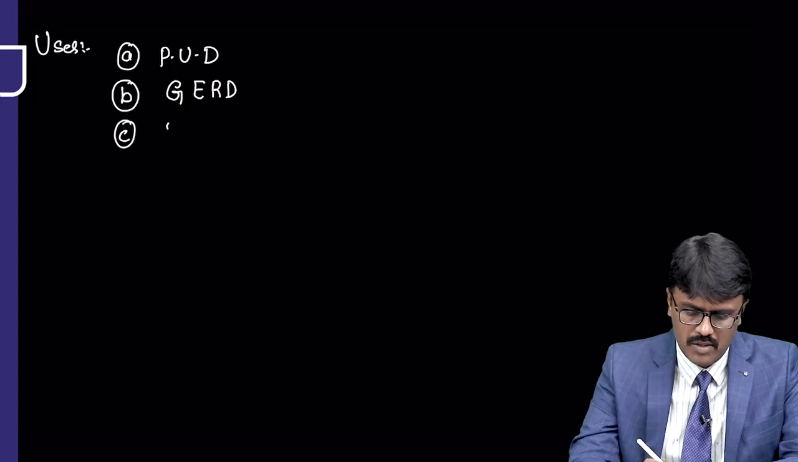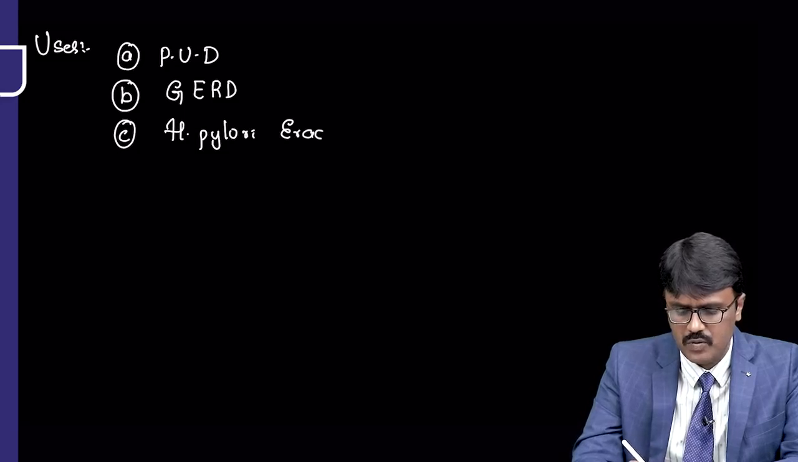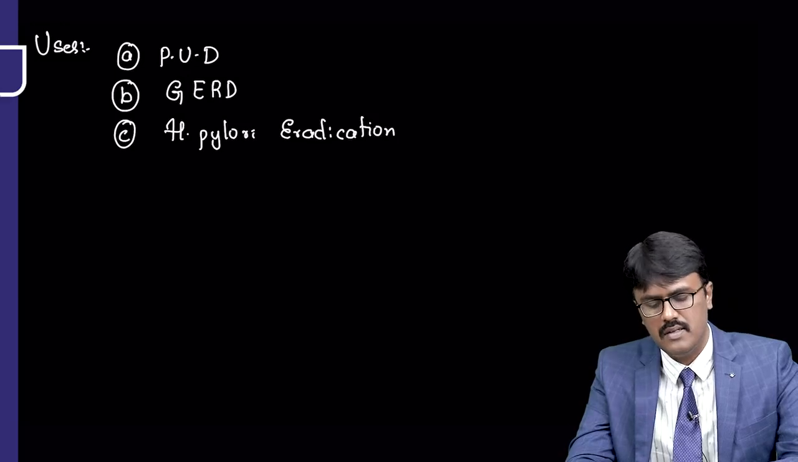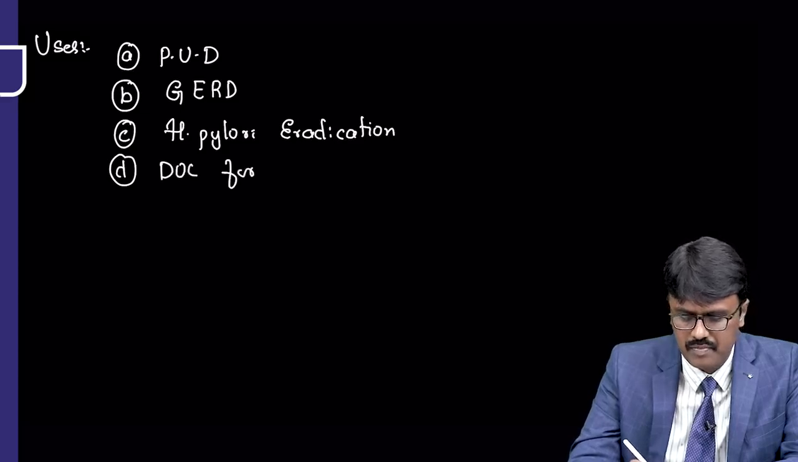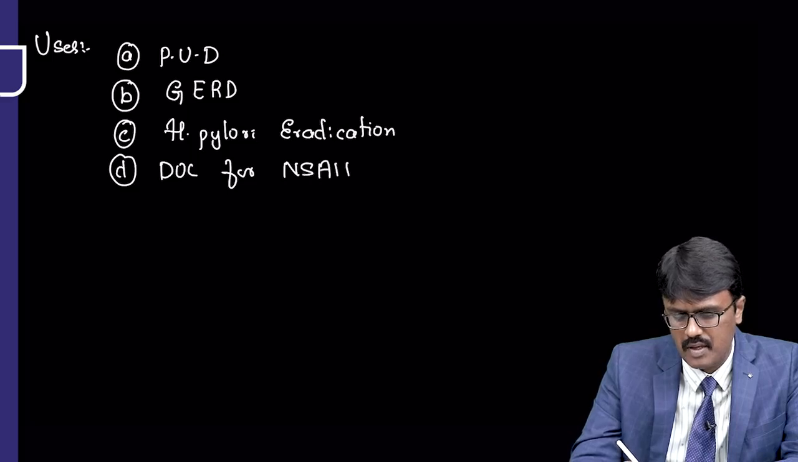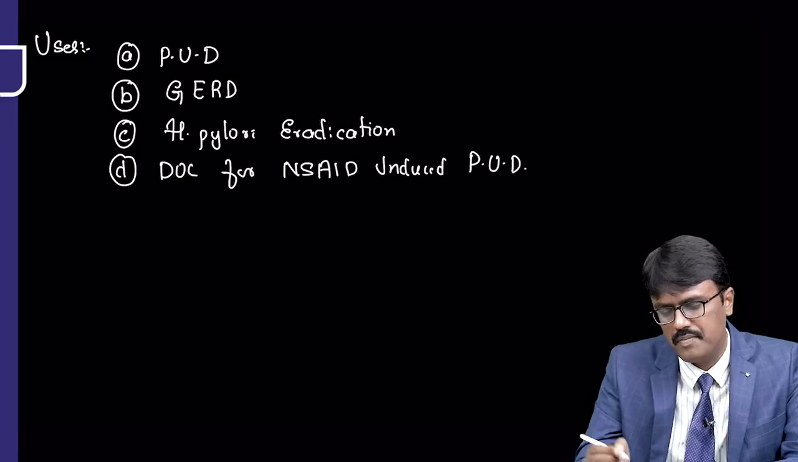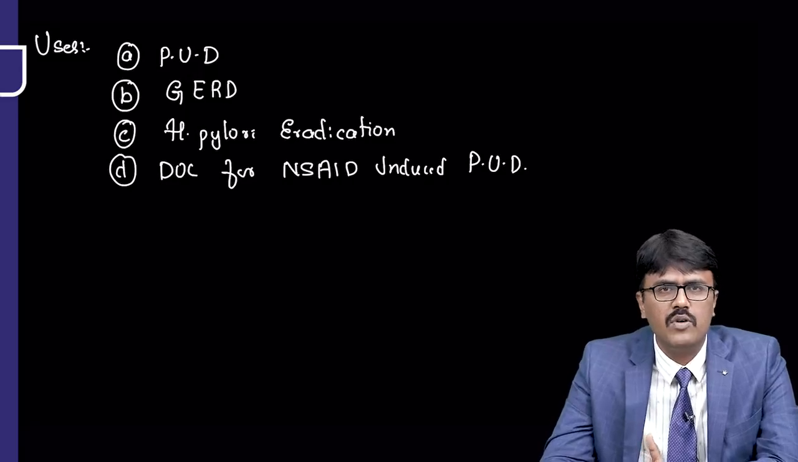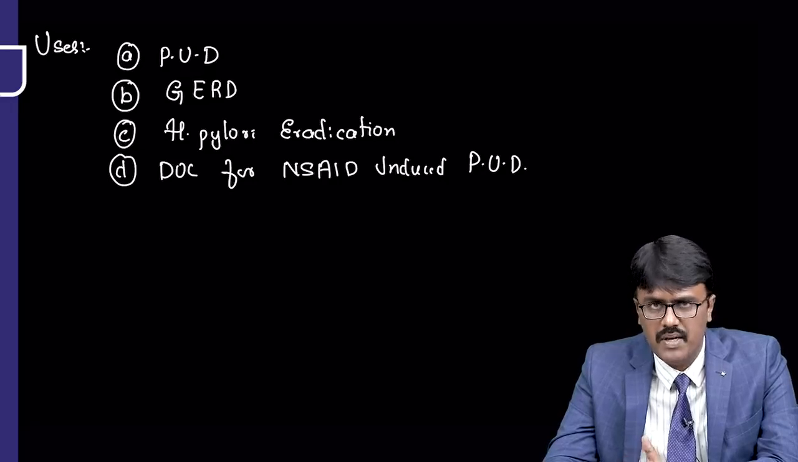We also use them in one more condition, H. pylori eradication. So we use it in the H. pylori eradication regimen. So: peptic ulcer disease, GERD, H. pylori eradication. It is also the drug of choice for NSAID-induced peptic ulcer disease. Whenever we prescribe NSAIDs, that is analgesics like diclofenac, aceclofenac, most physicians prescribe PPIs along with them to prevent gastritis and peptic ulcer disease. So the drug of choice for that is PPIs.